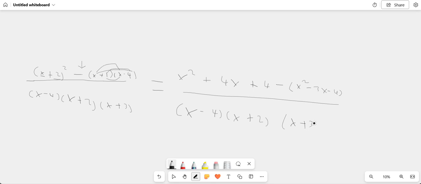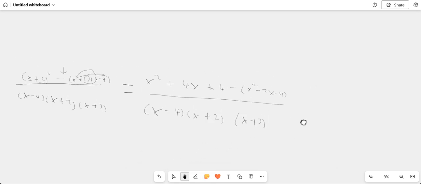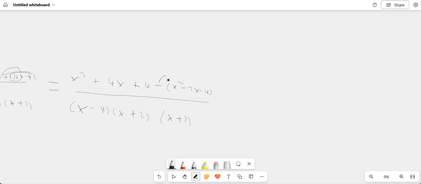And then x plus 3, yeah? And then after that, obviously just times the minus inside, yeah? So therefore we're gonna get x², yeah, plus 4x plus 4, yeah, minus x². And then again, minus times minus 3 is going to be plus 3x here. And then minus times minus 4 is plus 4 here. All of that over (x - 4)(x + 2)(x + 3) here.